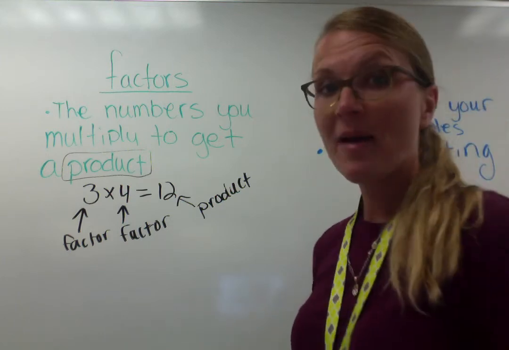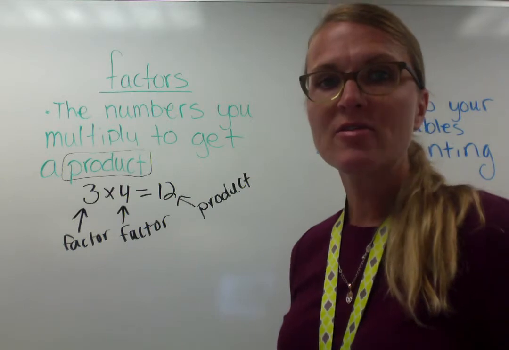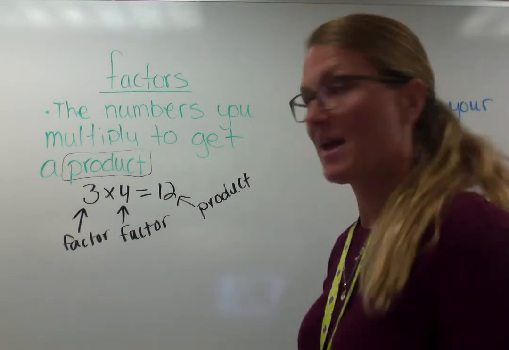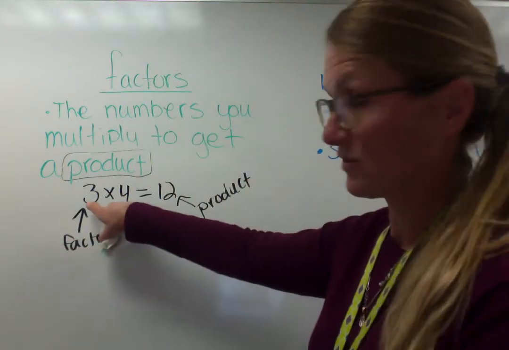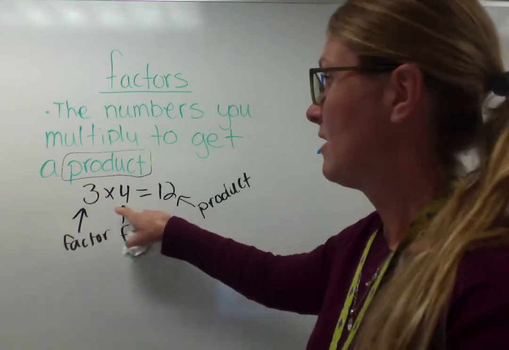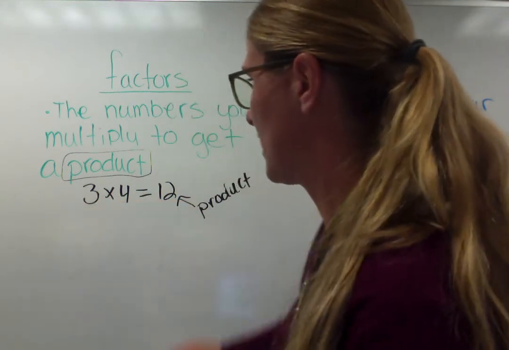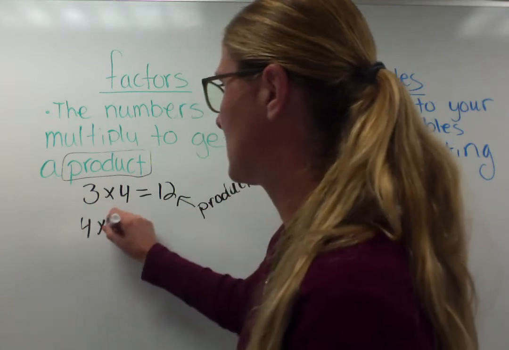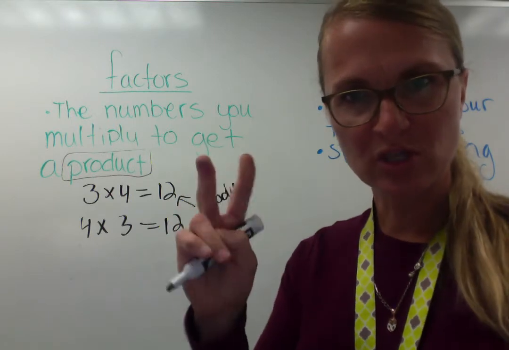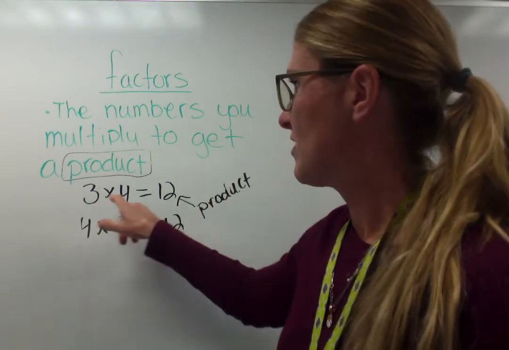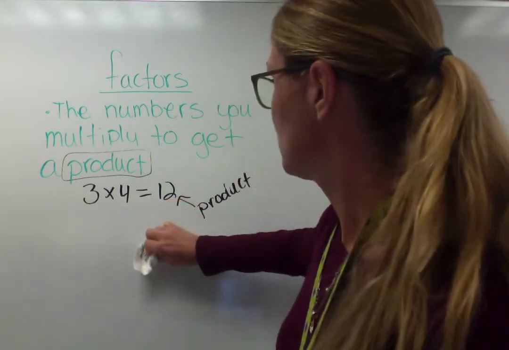So a lot of times what ends up happening is we ask you what are all the factors of a number. So basically what that means are what are all the ways you can multiply to make that number. So we know we have 2 factors of 12 right here. 3 and 4 are both factors of 12. You can multiply 3 times 4 to get 12, and hey, you can also multiply 4 times 3 to get 12. But those are the same numbers, we just switched the order. So 3 times 4 and 4 times 3 are still the same factors, we just switched the order. So 3 and 4 are factors of 12.